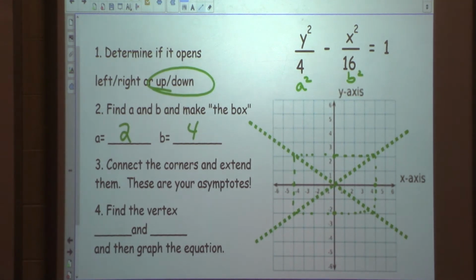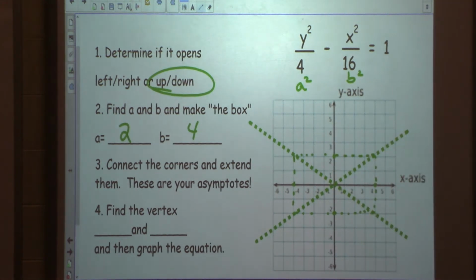I'll give you a second to get to here. Mister, you have a question? Yes, sir. Can you tell me if my lines are close enough? Let me finish it, and then when we go to you, try the next two, then I'll come check. Okay? Alright. Do we all have our asymptotes drawn in?